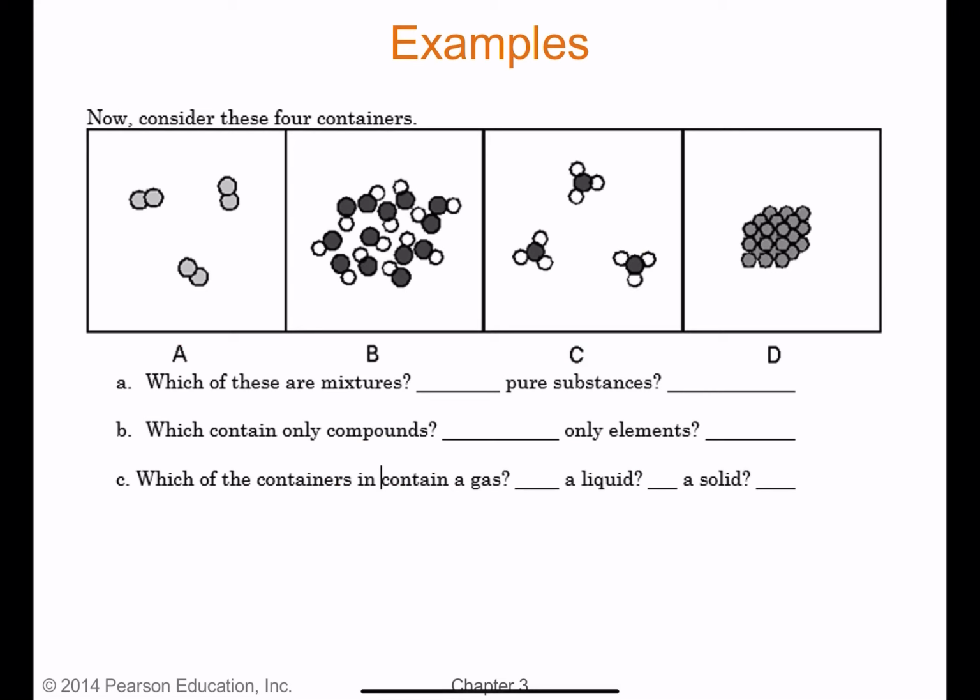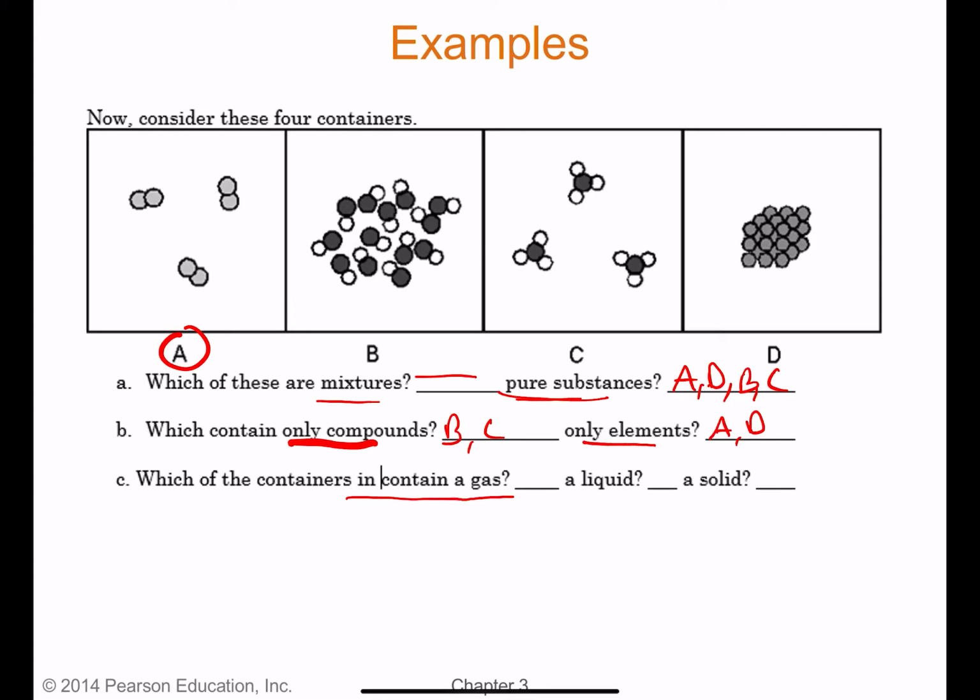Okay, so then this one. So which ones are mixtures? Which ones are pure? So A looks like it's pure. And then D looks like it's pure. In fact, all of these look like they're pure, because a pure substance just means, again, all of the particles being drawn are the same. So actually all of them, so none of them are mixtures. Which contains only compounds, and which one contains only elements? So A looks like it's an element. B looks like it's a compound. C is a compound. And D is an element.